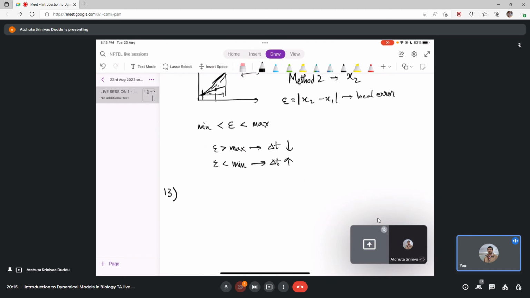The 13th problem is: what are the advantages of adaptive step size in an algorithm for the numerical solution of ODE? As I said, essentially you do a trade-off between these two, but you would use this method so that you can get better, more accurate solutions. That is the reason you would be using any adaptive time step. You get better solutions within lesser time, ideally speaking. So that is what you try to achieve with this.